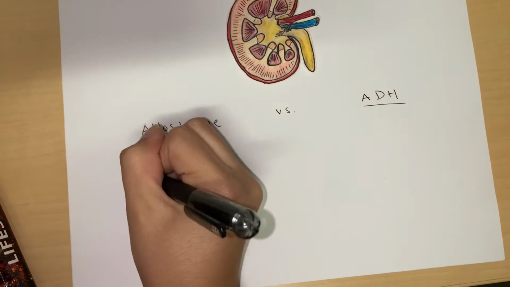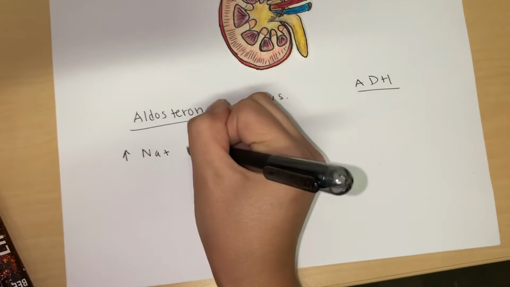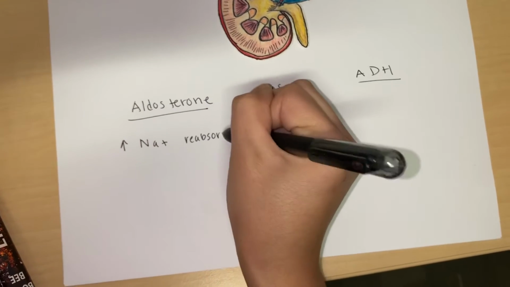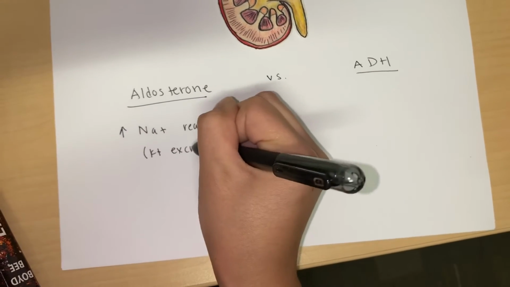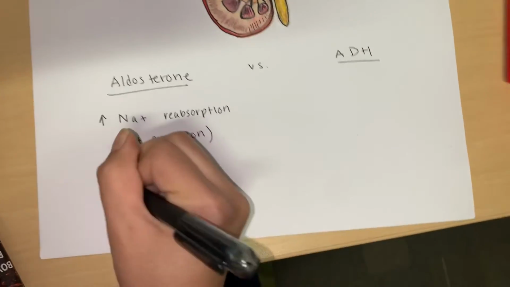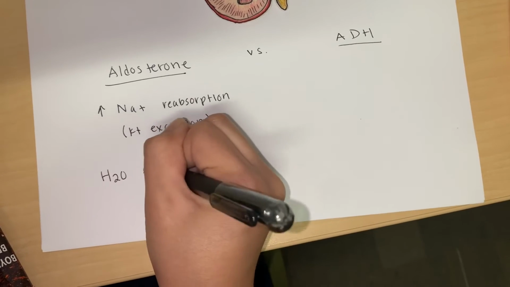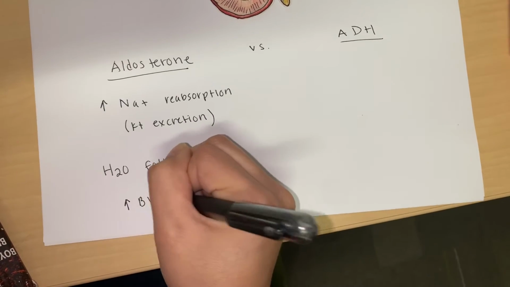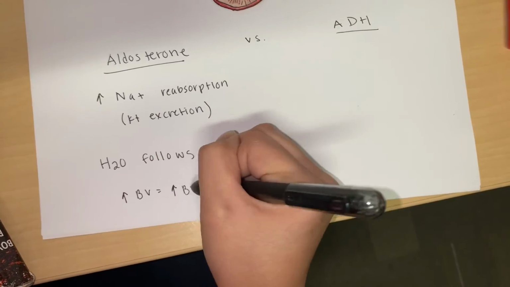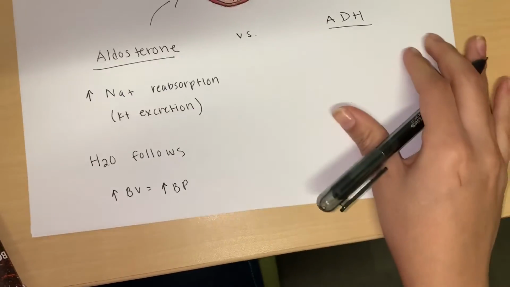Both of these hormones will target the kidneys in different areas, but it will promote the same overall result. Aldosterone will specifically target the distal convoluted tubule of the kidney to increase sodium reabsorption while simultaneously promoting potassium excretion, because as one goes in, the other one goes out. Water will naturally follow the concentration of sodium, therefore increasing blood volume as well as blood pressure.